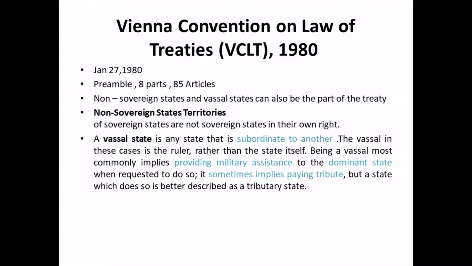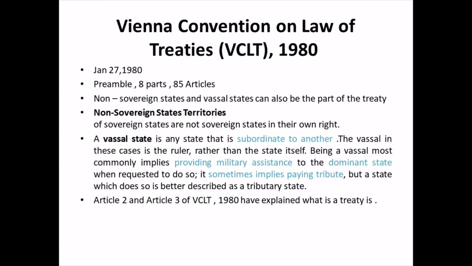So vassal states are basically subordinate states which are controlled by the authoritative state, and they are provided certain military powers. The Vienna Convention on Law of Treaties includes non-sovereign states as well as vassal states. Now, when we talk about the definition of a treaty, Article 2 and Article 3 of the Vienna Convention give a brief idea about what treaties are, which we have discussed in the previous videos also.